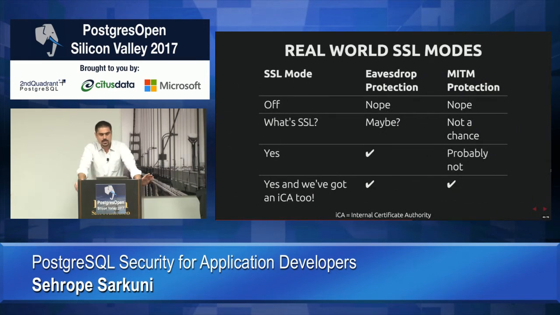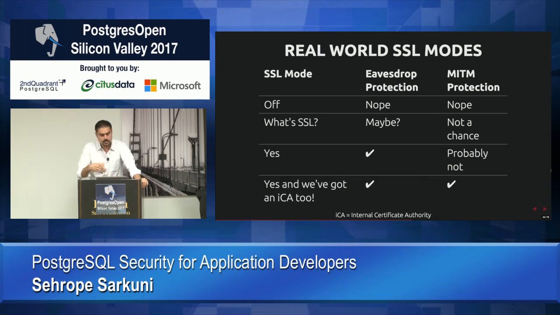In the real world, this is what it looks like when people talk about enabling SSL. You have some people that say, no, we're just not using SSL, and they'll have some kind of reason for that, where it's a lockdown environment, we control the network, it's localhost or whatever. Then you have people who have no clue what SSL is, and in that case, maybe it's on just because they copied a connection string from somewhere, and there's something like SSL equals true, so eavesdrop protection's there. But there's no way that they have man-in-the-middle protection, which we'll get into a second why.